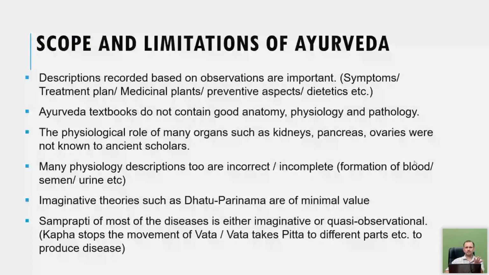Samprapti of most of the diseases is either imaginative or quasi-observational. Right? Kapha stops the movement of Vata, or Vata takes Pitta to different parts of the body to produce disease, etc., etc. Right? So this is how the Samprapti of many diseases is documented, and it is not based on biological facts. This is based on theoretical imagination coupled with some observations. Of course, this Sthana Samshaya is observation based. But before that, most of these are speculative ideas. We need to distinguish between the two.